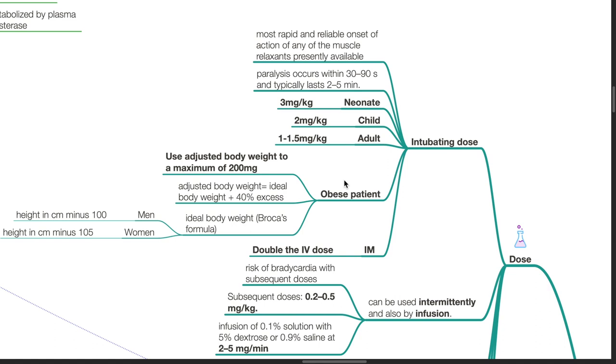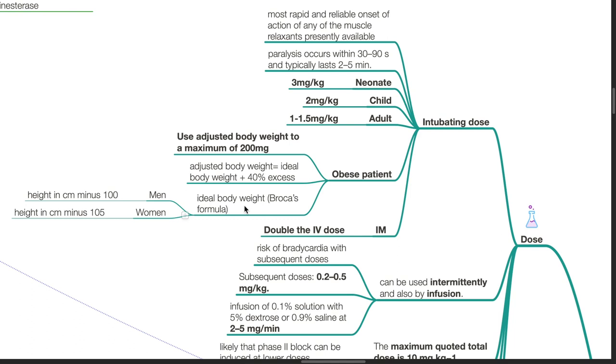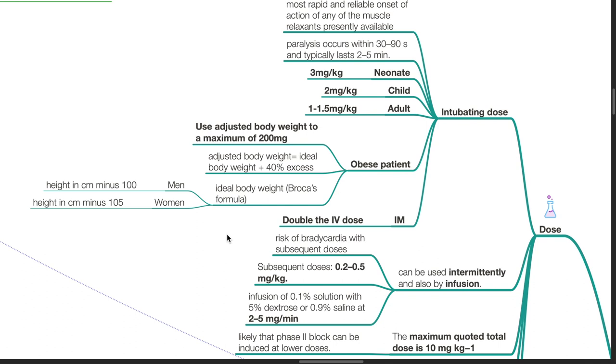For obese patients, use adjusted body weight to a maximum of 200 mg. Adjusted body weight equals ideal body weight plus 40% of excess. Ideal body weight can be calculated using Broca's formula, where in men, it would be height in centimeters minus 100, and in women, it would be height in centimeters minus 105. For the intramuscular route, double the IV dose.